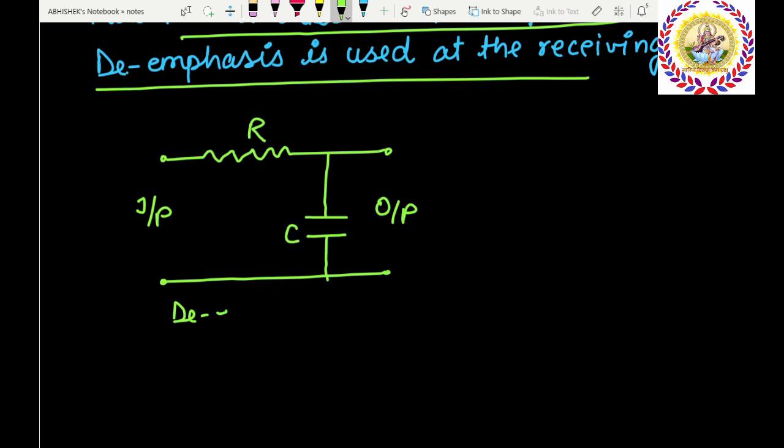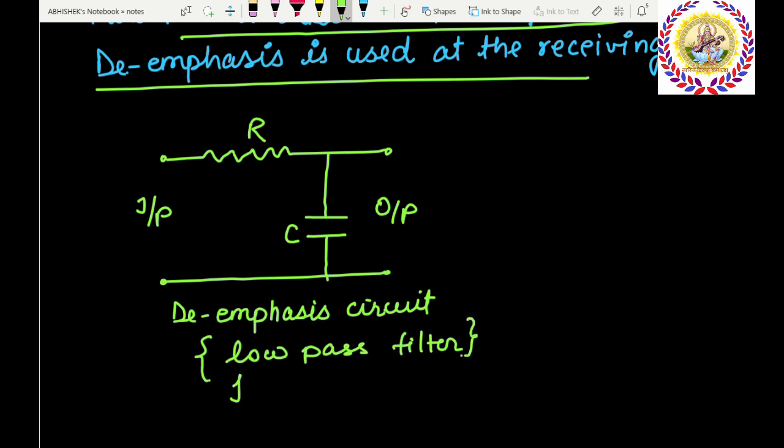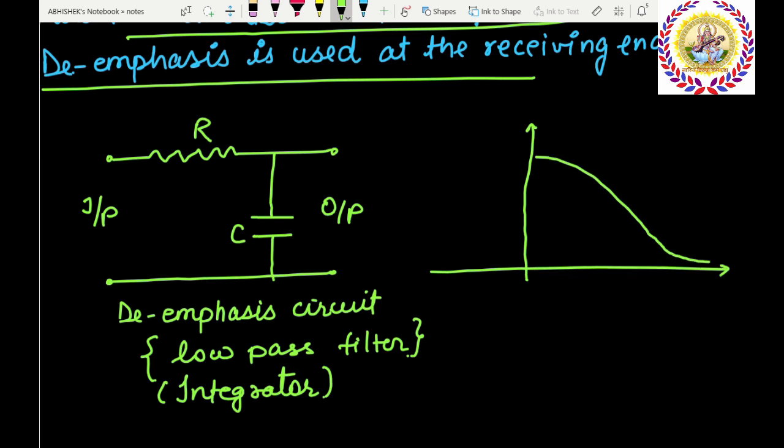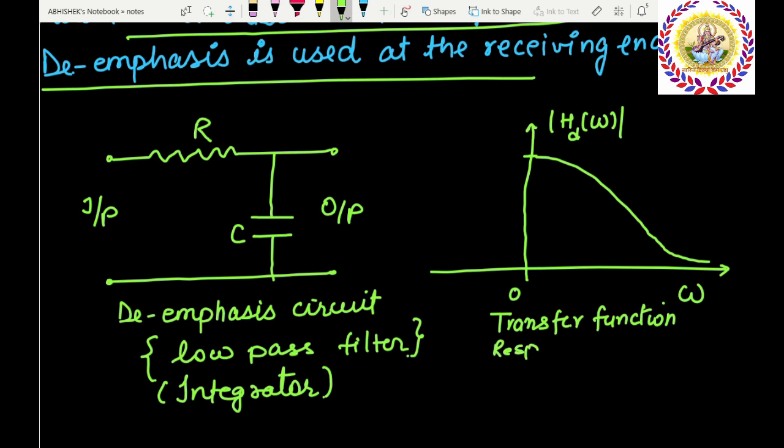Deemphasis circuit. The transfer function, or the frequency response, for the deemphasis circuit is given by this. It clearly reveals that it just removes all the changes done by the preemphasis. That means it boosts the amplitude of the low frequency content in comparison to the higher frequency. So the effect of the preemphasis circuit can be normalized.